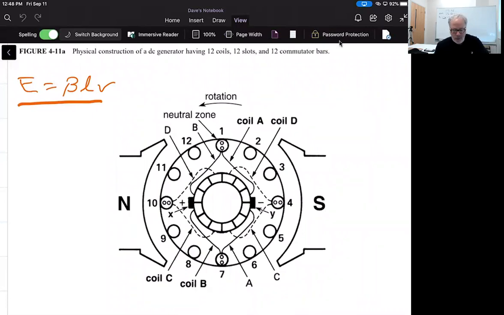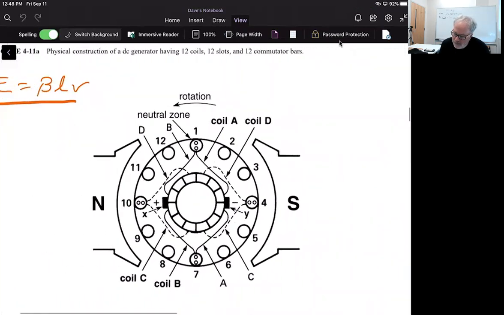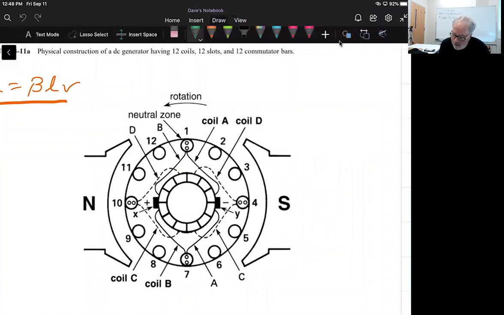So again, here's this 12 coil DC generator that we've been exploring in more detail. One thing I want to point out, and I didn't mention this in the first video in this section, is the physical construction of the generator. This is getting a lot more complex than our original DC generator. But let's just look at one coil, and remember you can do this 12 times on this particular generator.